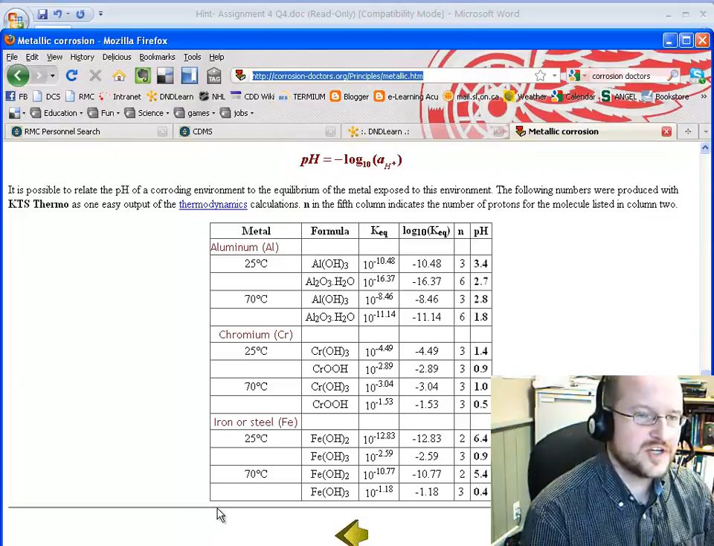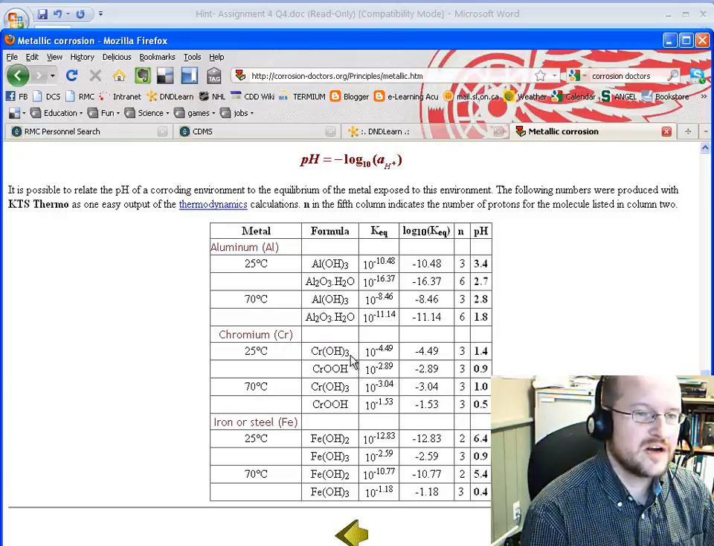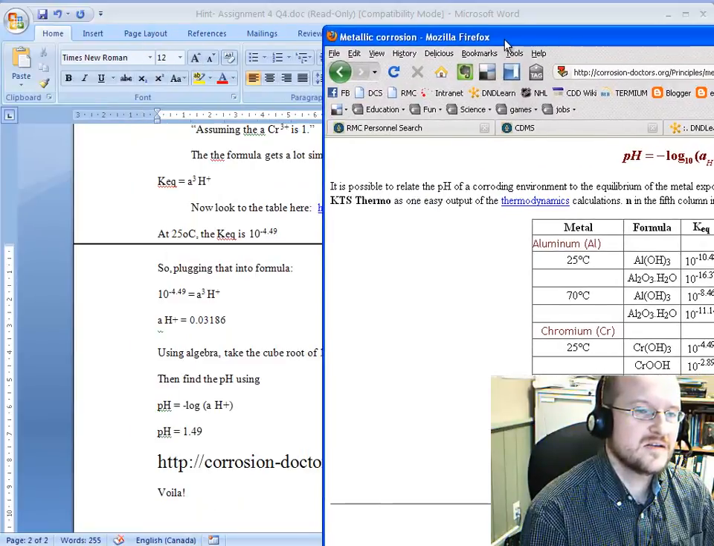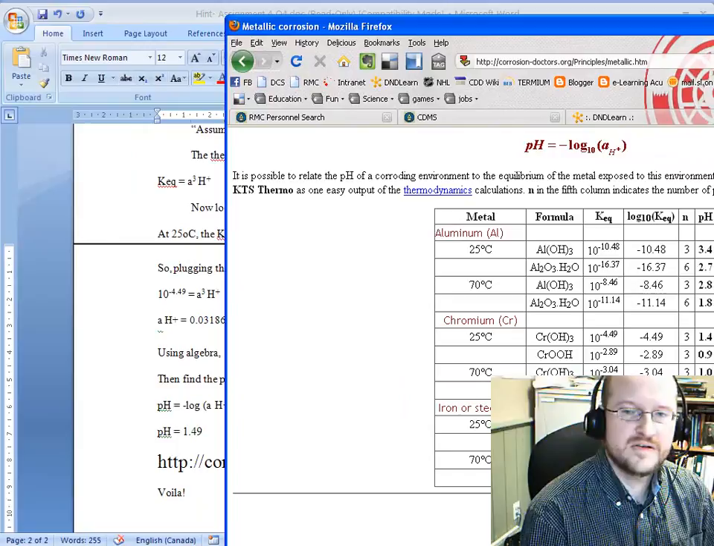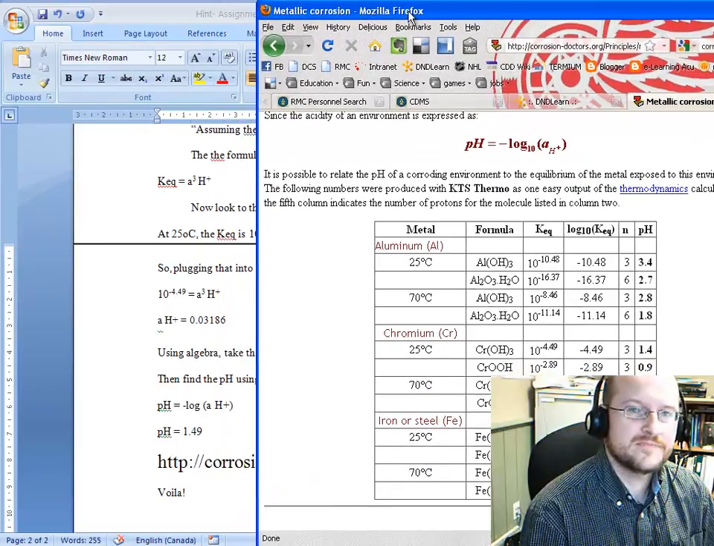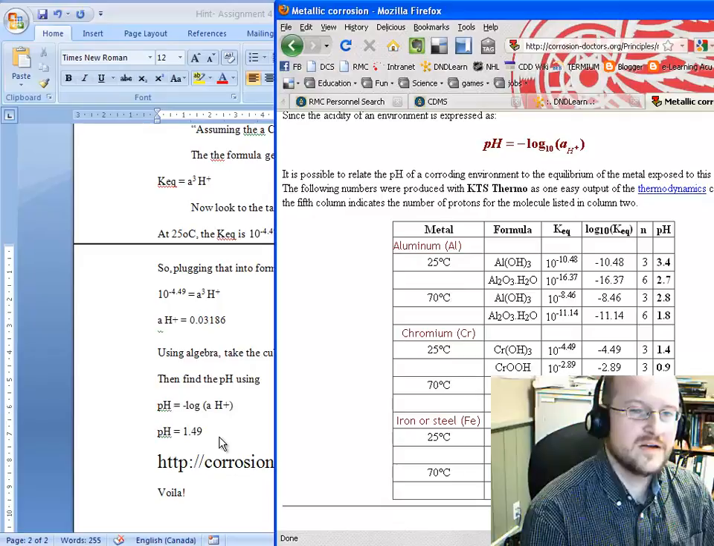This particular question was about chromium hydroxide. So here's chromium hydroxide right here. There was the 10 to the minus 4.49 K equilibrium that we had. And it says in this particular table that the pH of the crevice will be 1.4. This is at 25 degrees. Always assume 25 degrees unless you're told otherwise. So 1.4. And now let's take a look. What did we get? We got 1.49. So pretty close, 1.4 versus 1.49.